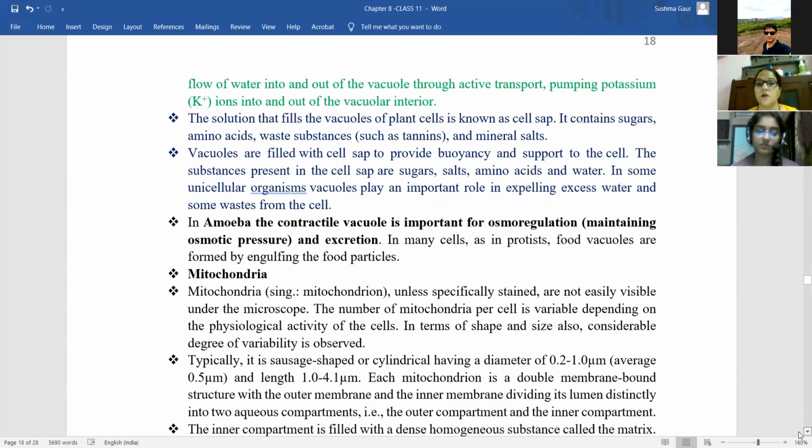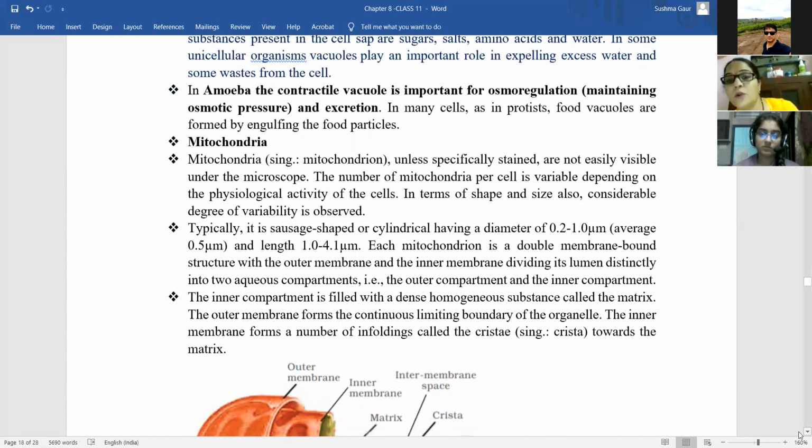The number of mitochondria varies from cell to cell, depending on the physiological activity of the cells. Suppose some cells play an important role in different physiological activities, then the number of mitochondria will be more in them. Whereas there are some cells that are least involved in different physiological activities, so they will consist of less mitochondria, because the main function of mitochondria is production of ATP, energy generation.